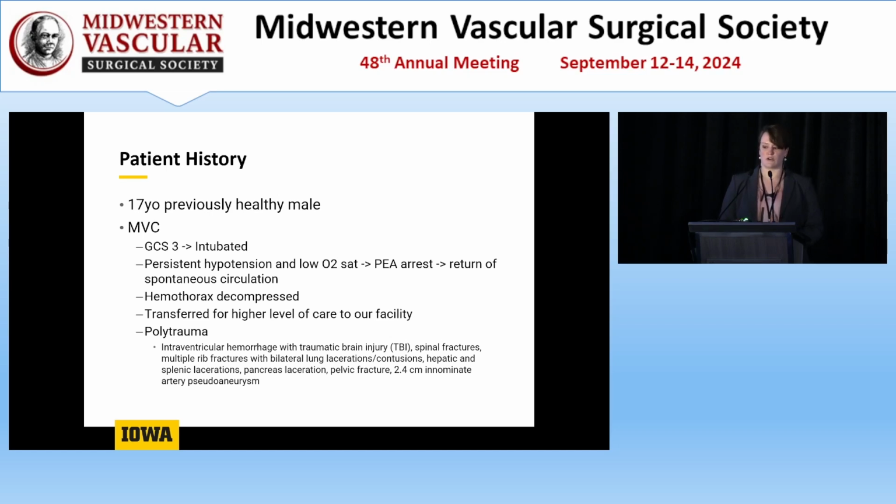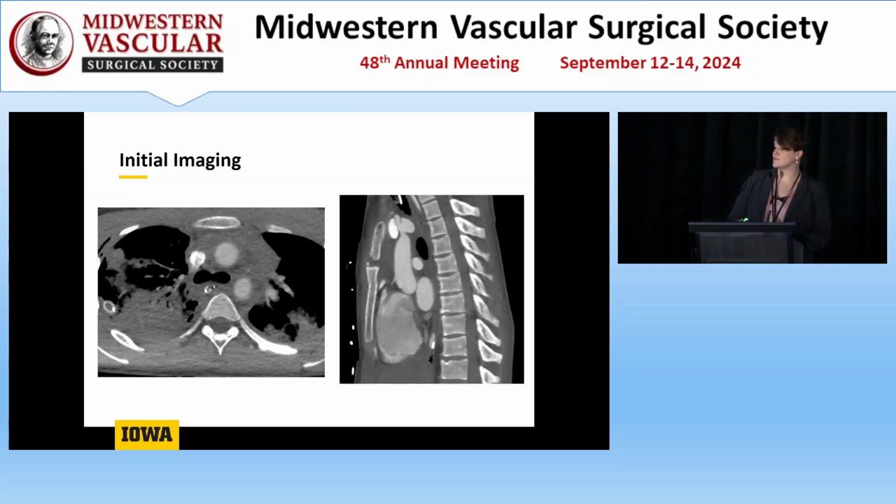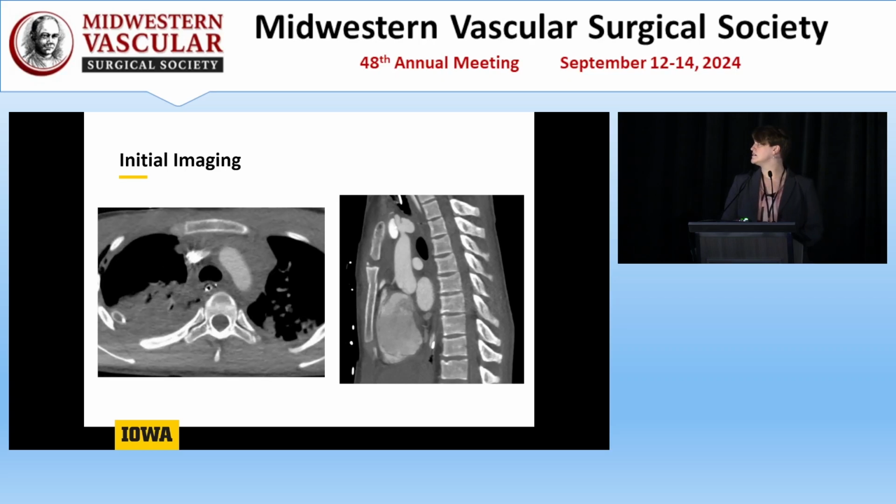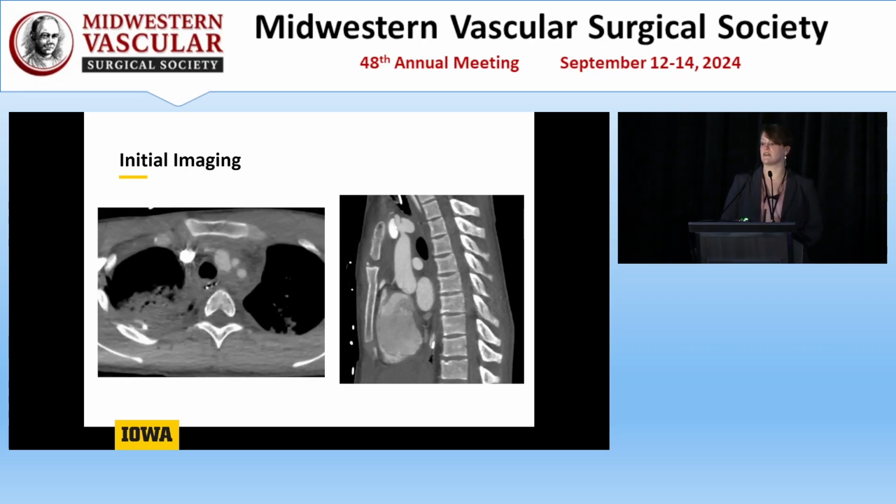He suffered polytrauma with traumatic brain injury, rib fractures, pelvic fracture, pulmonary contusions, and multiple solid organ lacerations. Our team was consulted for a 2.4 centimeter pseudoaneurysm of the origin of the innominate artery. You can see the pseudoaneurysm here on the axial imaging, as well as on the sagittal view on the right.